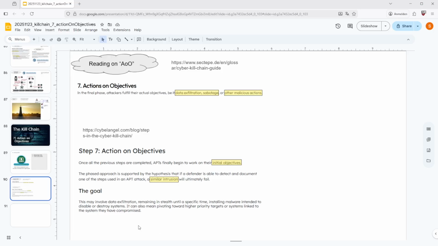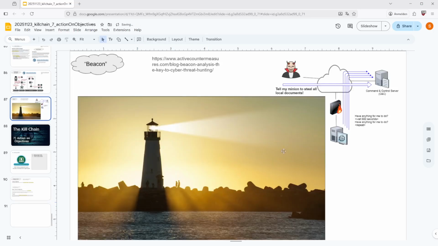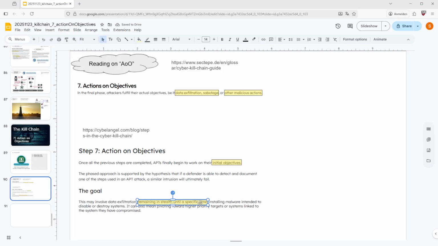Okay, let's read about the goal now. "This may involve data exfiltration, remaining in stealth until a specific time." So this is the beacon here, remaining in stealth until a specific time. That's the beacon that we looked at last time. This is how to stay in stealth and communicate to the owner that you're still alive. "Then installing malware intended to disable or destroy systems." Yes, disable, destroy, data exfiltration. Sounds pretty good.